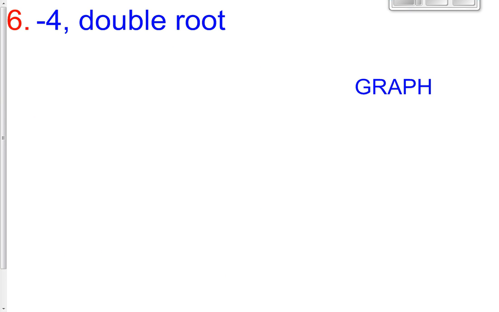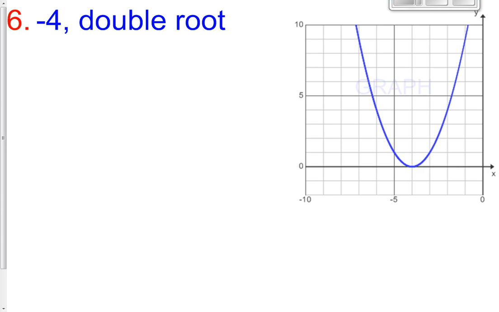Number 6, it's a double root, which is where it doesn't cross the x-axis, but it hits the x-axis at a negative 4, negative 1, negative 2, negative 3, negative 4, right there. So when we have this, it means that x equals a negative 4 twice. So make sure you write that down twice. X equals a negative 4 and x equals a negative 4.